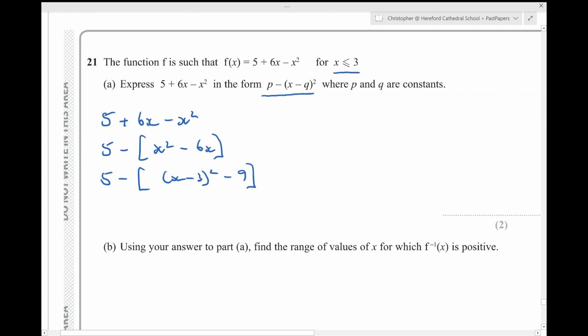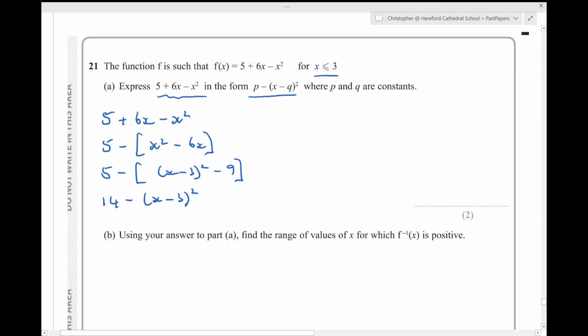So that's going to become a plus 9 now, isn't it? So that's going to be 5 plus 9, which is 14, minus (x minus 3) squared. And that is my function here, expressed in the form p minus (x minus q) squared.